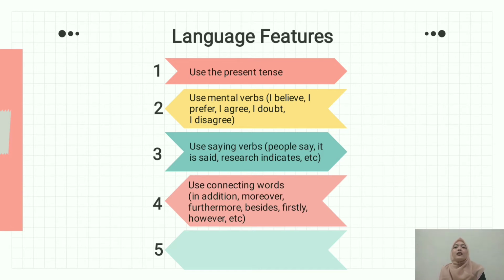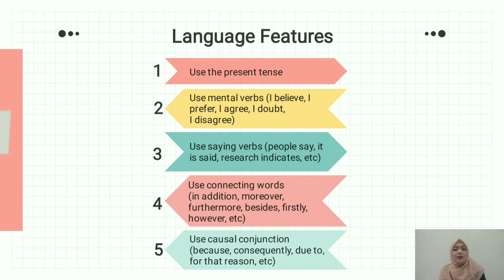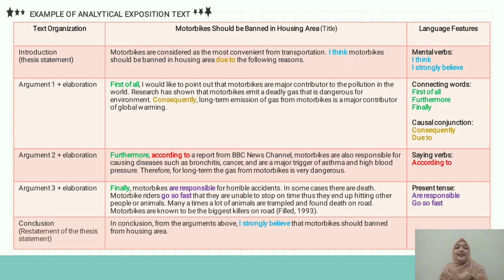Then we can also use causal conjunction. Causal conjunction itu adalah conjunction yang menunjukkan sebab akibat. Like because, consequently, due to, for that reason. So yang menunjukkan hubungan sebab akibat. Okay, you got it? So this is language features from analytical exposition text. Next, I will give you the example in the text. You may see the written text here. We will identify the structure of the text.